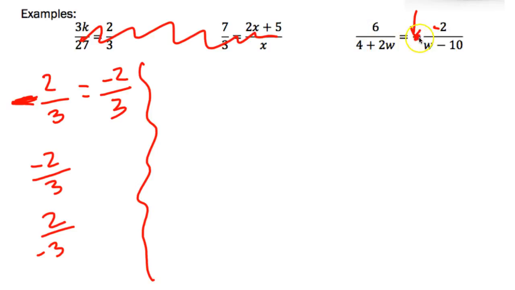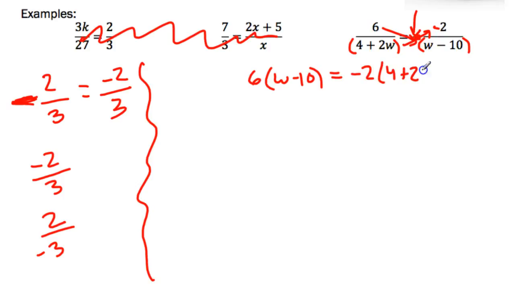So I take 6, multiply it times w minus 10. These fraction bars are grouping symbols, so I like to put parentheses around these first, just to make sure when I multiply I don't forget them. So 6 times w minus 10, and that equals, over here, 4 plus 2w times negative 2. I'll write the negative 2 first, and then I'll write 4 plus 2w.